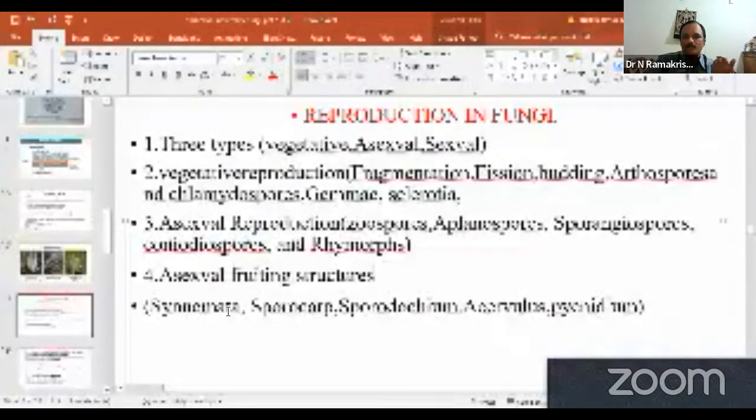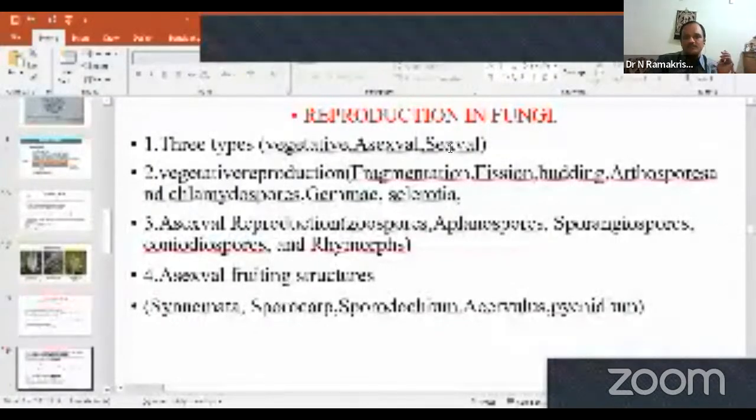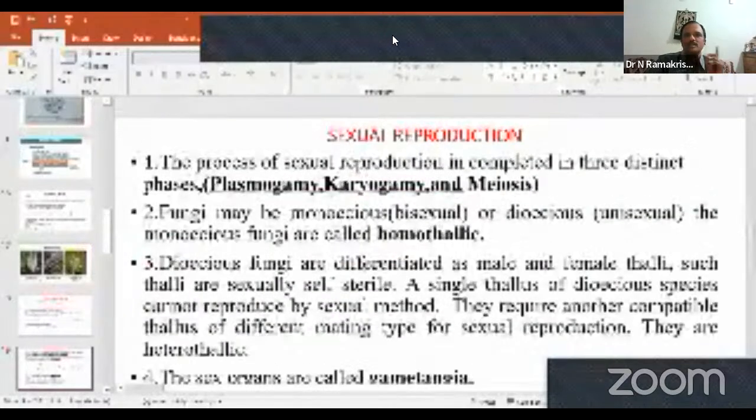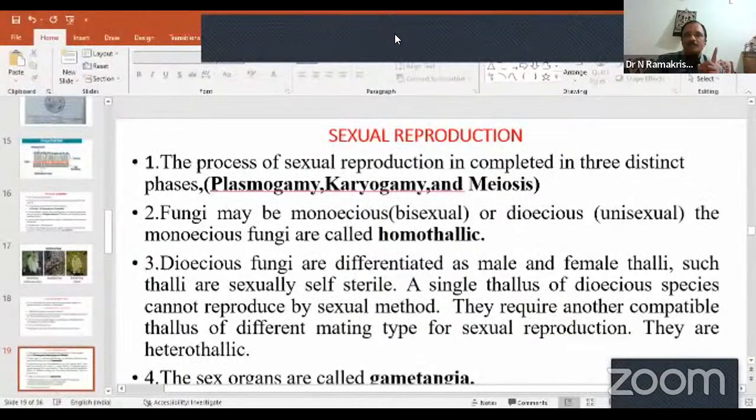Now, the second one, the sexual reproduction system. The process of sexual reproduction is completed in three distinct phases. Before going to the sexual reproduction system, we should know the first one is isogamy, the second one is anisogamy, and the third one is oogamy. Isogamy means two equal gametes. We cannot identify which one is the male gamete and which one is the female gamete. Two same types of gametes, we call isogamy.